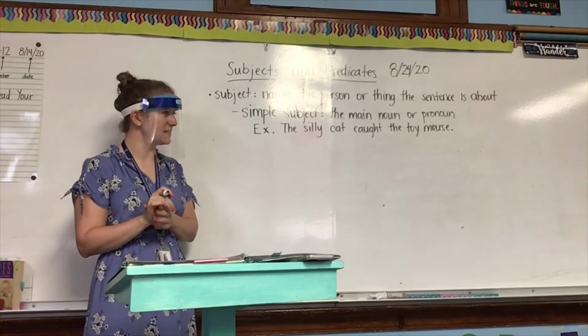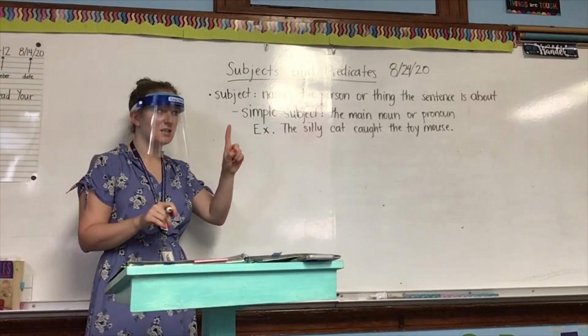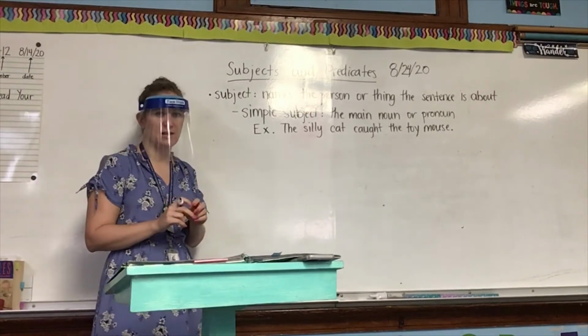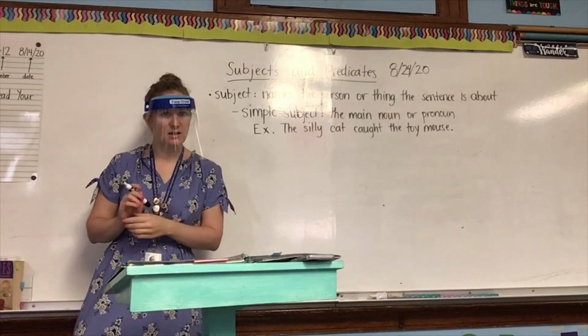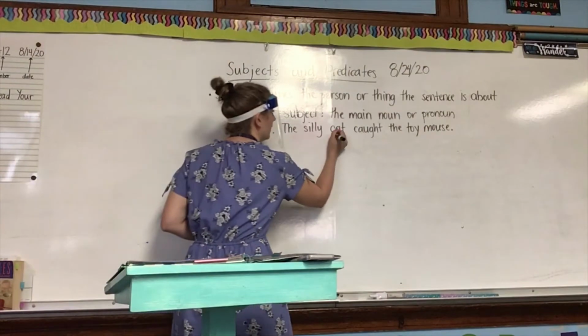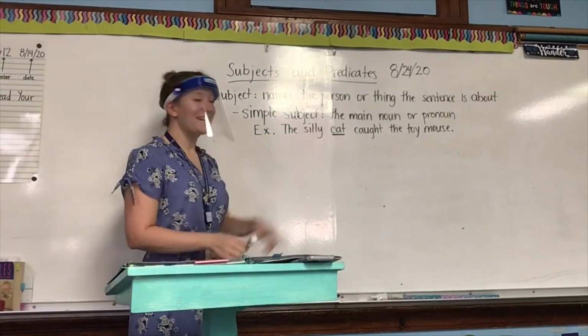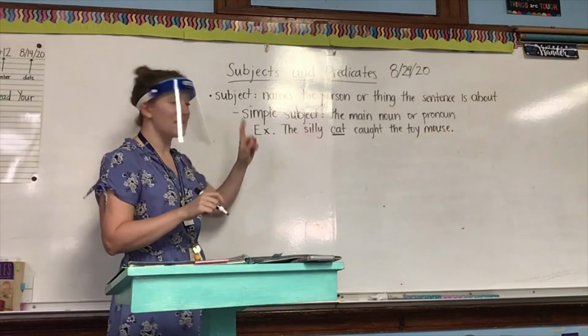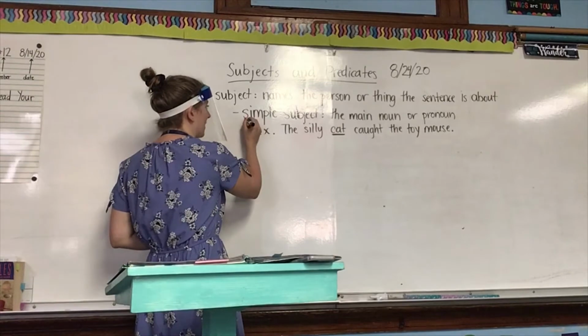Who or what is this sentence about? Tell me just the one word that tells me who or what this sentence is about. Carla? Just the one word. The cat. Cat. Smith. So Carla, you are correct. Cat is the one word that tells who or what the sentence is about.